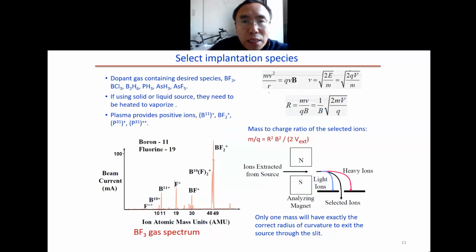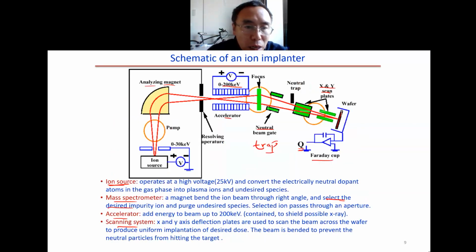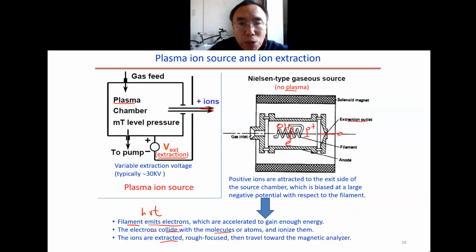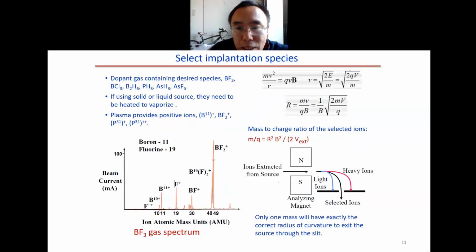Now let's look at the analyzing magnet, and how to select different ions. What we do is use a magnetic field. We have the north pole and the south pole, so we have the magnet. We know that when a charged particle moves in the magnetic field, it will move in a circular way.